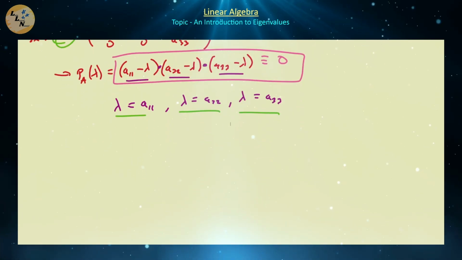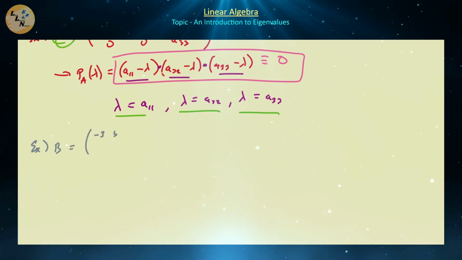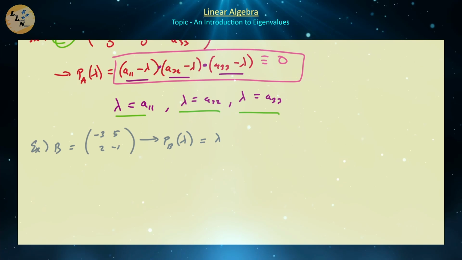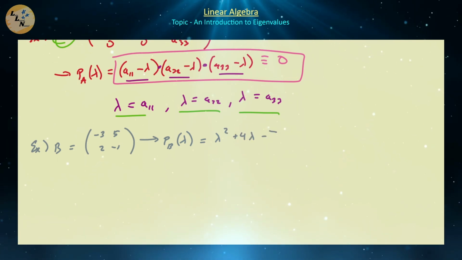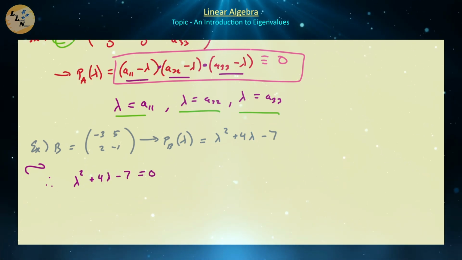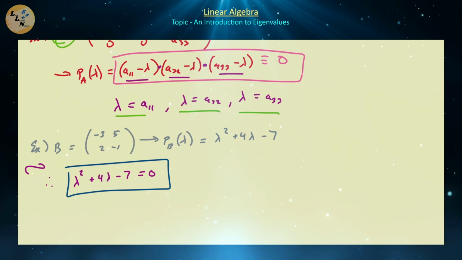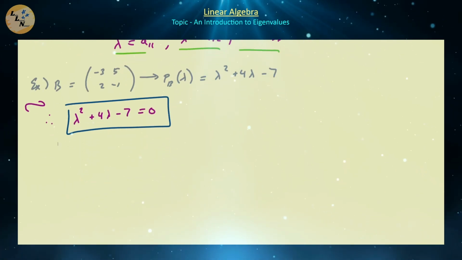Now, let's take a look at that other example that I gave. Let's look at the matrix B, which was minus 3, 5, 2, and minus 1. We've already shown that the characteristic polynomial for B was equal to lambda squared plus 4 lambda minus 7. So if we desire to find the eigenvalues of B, we need to solve the algebraic equation lambda squared plus 4 lambda minus 7 is equal to 0. If you don't know how to factor this, that's perfectly okay, but it is a quadratic equation, so you should be able to use the quadratic formula in order to find those eigenvalues.